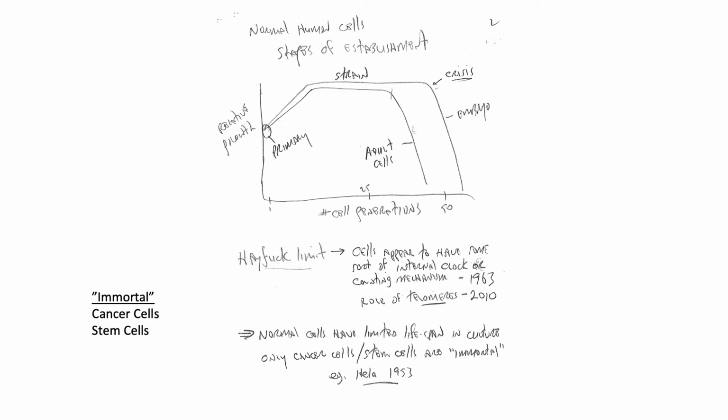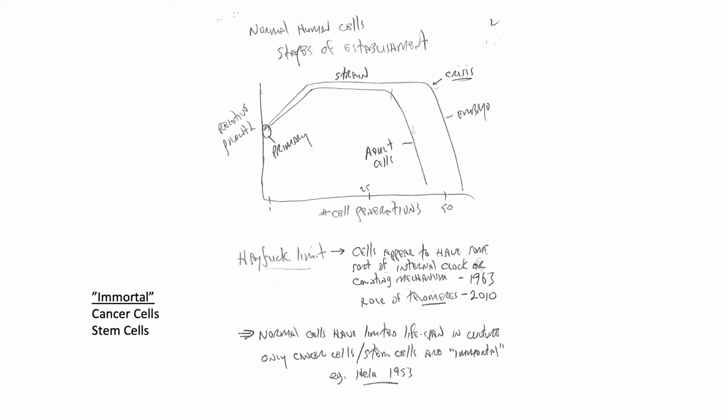And then they went through what we call a crisis. That is, every time he did the experiment, at around 50 cell generations the cells started dying and the culture crashed. They went into senescence, they died, and they were not able to be grown past 50 cell generations. He repeated this many, many times.